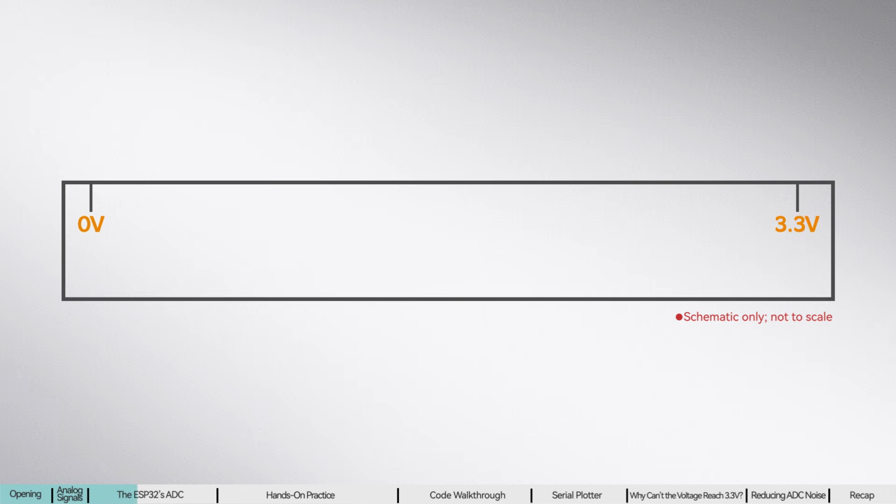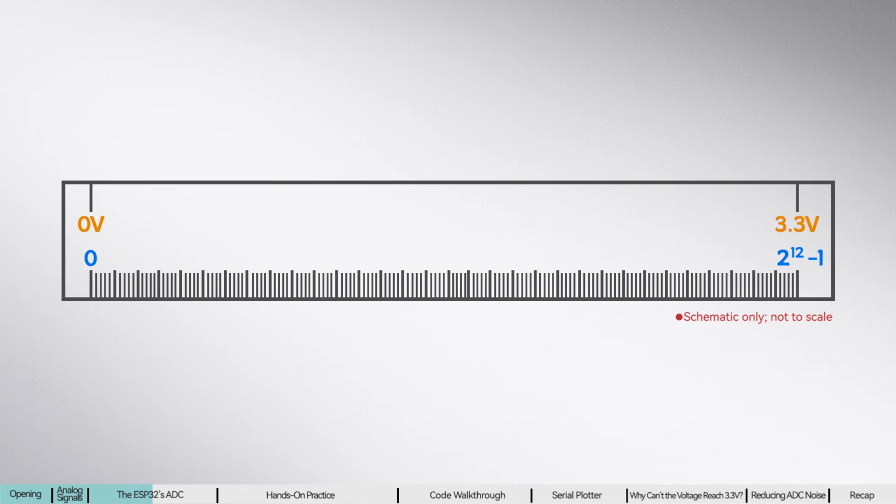How fine the graduations on the ruler are depends on the ADC's resolution. The ESP32 we are using typically has a 12-bit ADC resolution. What does 12-bit mean? It means this ruler can divide the voltage range into 2 to the power of 12, which is 4,096 levels. Therefore, the range of values our program ultimately reads is from 0 to 4095.